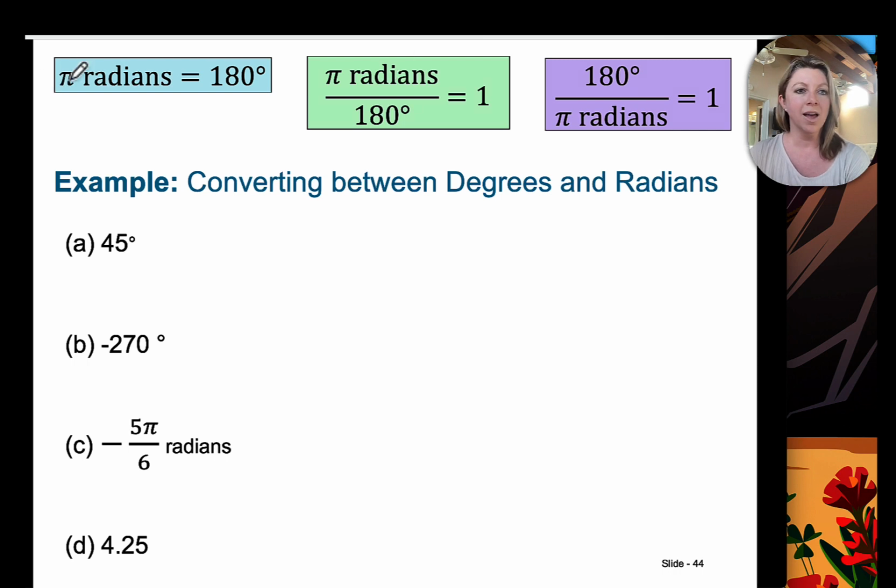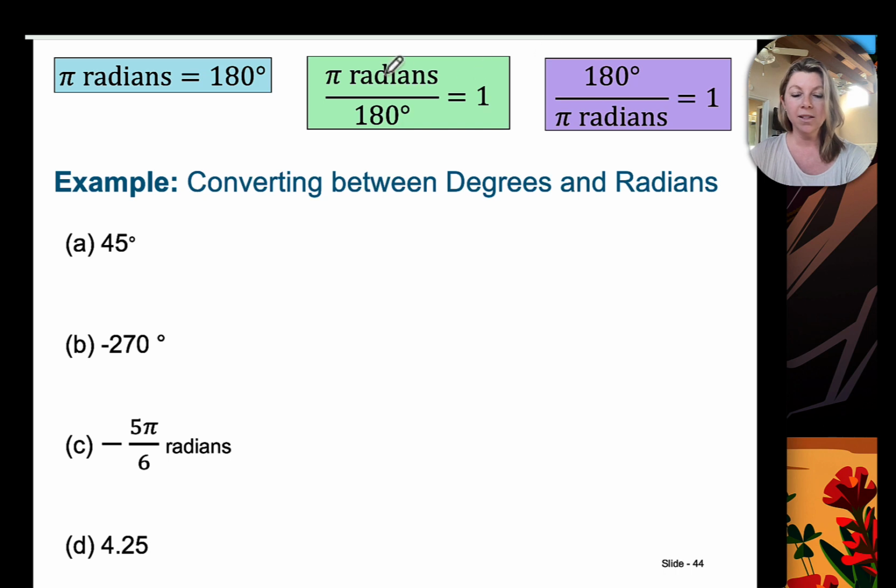And that was that pi radians is equivalent to 180 degrees. Since these are equal, we can use them to convert from degrees to radians should we need to, by making one the numerator and one of them the denominator. For example here, pi radians over 180 degrees. Since those are equivalent, the value of this ratio is 1. You can take the reciprocal here, so 180 degrees over pi radians, and again, you'll get 1.